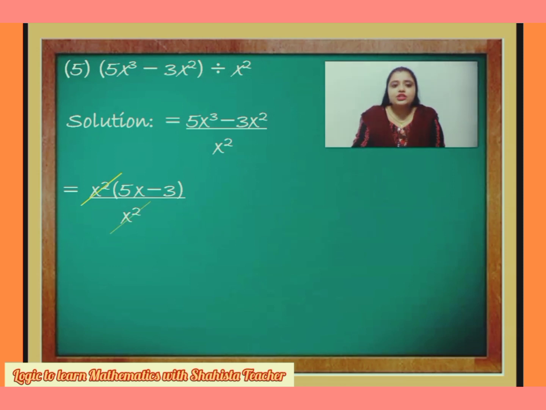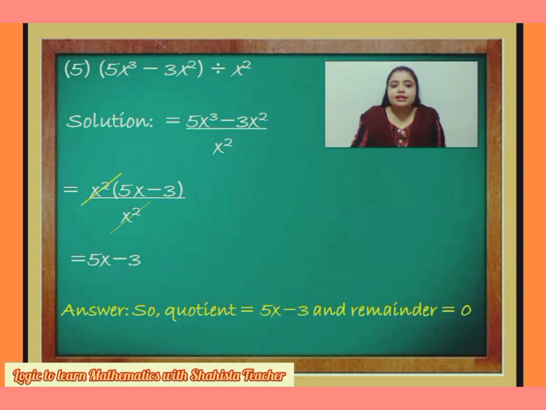After this, we can see the numerator 5x minus 3 is the quotient and the remainder is 0, because there is no denominator left. So 5x minus 3 is the final answer. Yes, it can easily be divided. So quotient is equal to 5x minus 3 and remainder is equal to 0. Is that clear, my dear students?